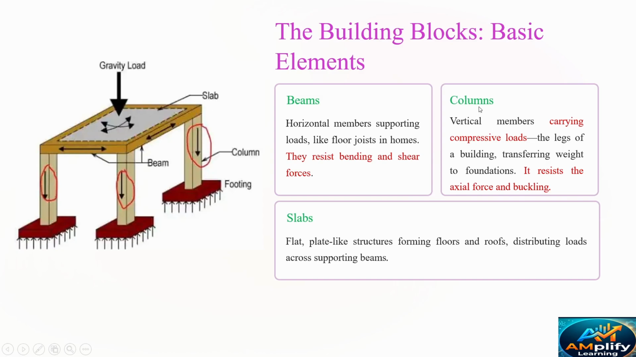Next, what is a column? A column is a vertical member. This is a column, and this is a column. These vertical members carry compressive load or axial forces. It is the leg of a building. The column transfers the load from the beam to the foundation, and then it is transferred to the soil.